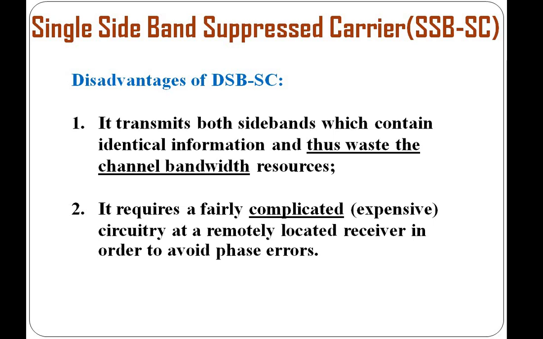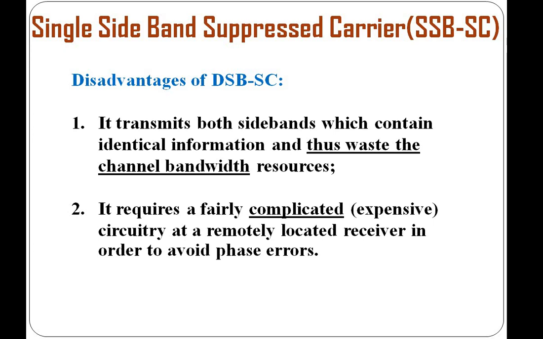To reduce that, we suppress a single band. That means we pass only one sideband and suppress the other. Either the upper sideband or the lower sideband will be transmitted from the transmitter to the receiver. That is the first disadvantage of DSB-SC, which will be overcome by SSB.